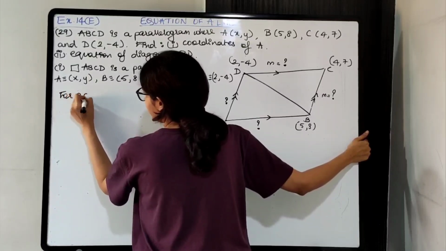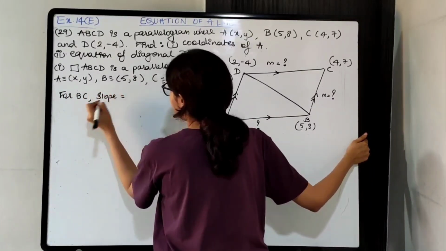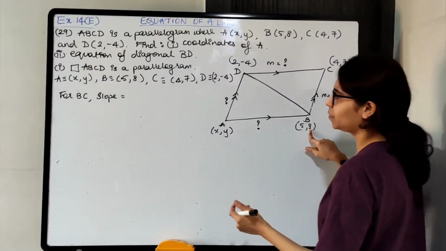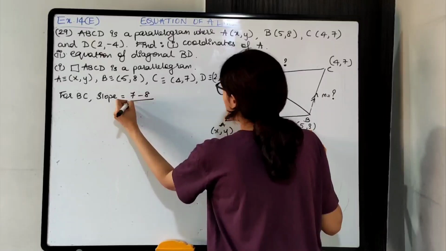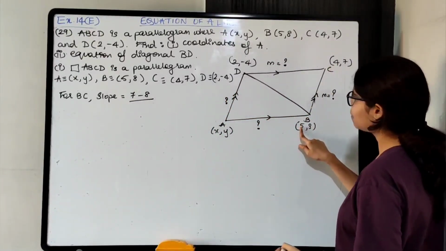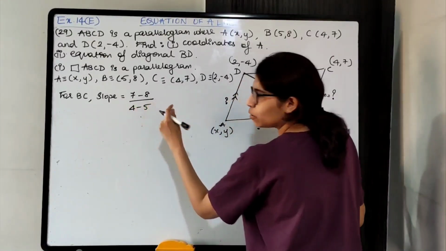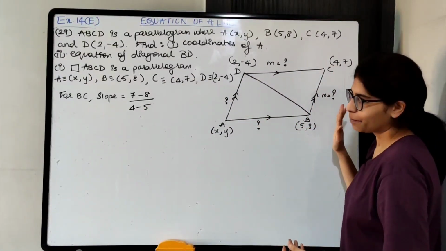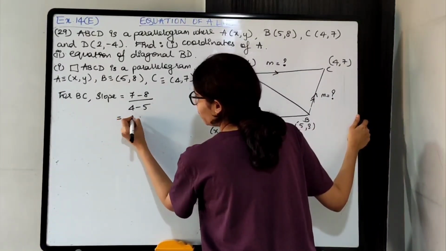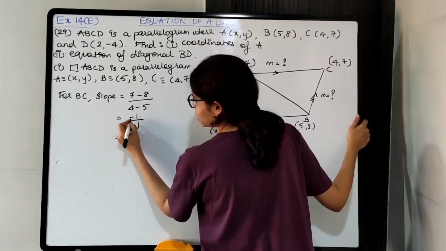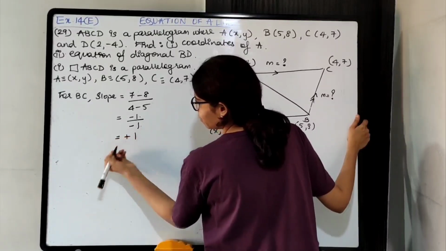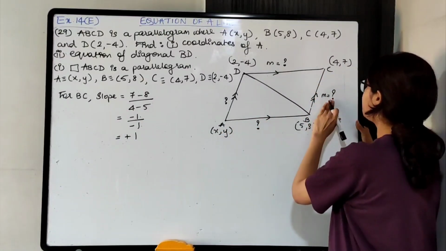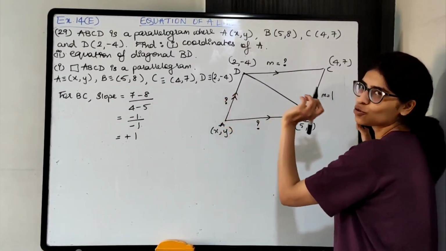For BC, slope will be, subtracting the y coordinates first. So 7 minus 8 upon 4 minus 5. You can go the other way around also. 8 minus 7 upon 5 minus 4. Okay. So minus 1 upon minus 1, minus minus plus हो जाएगा. So plus 1 मिलेगा. Okay. So slope of BC is 1. इसका slope 1 है. So AD का slope भी 1 हो जाएगा.